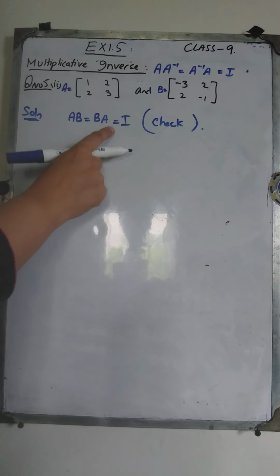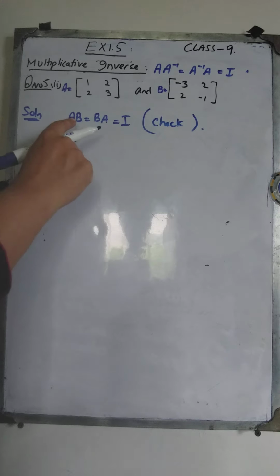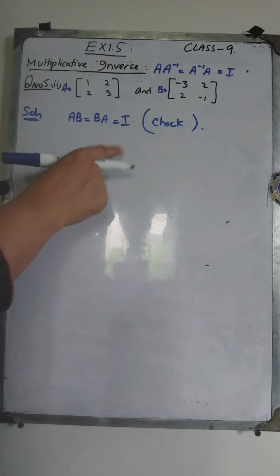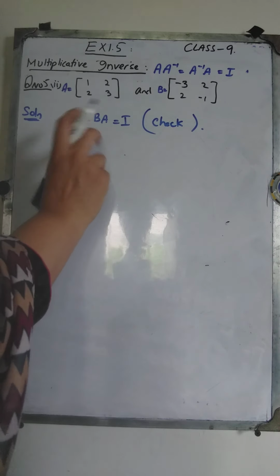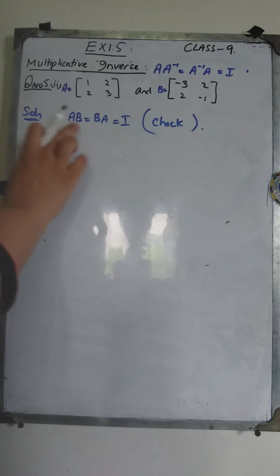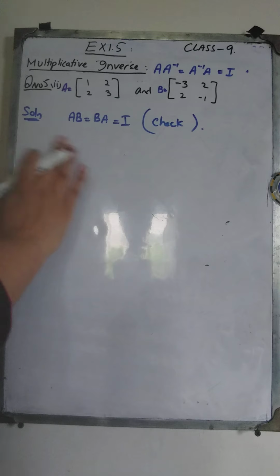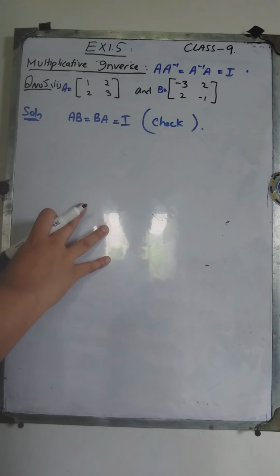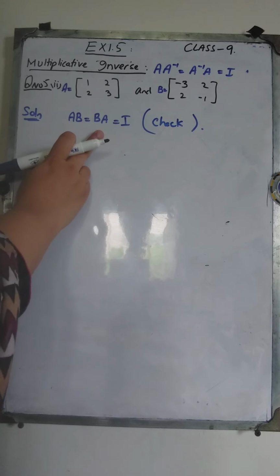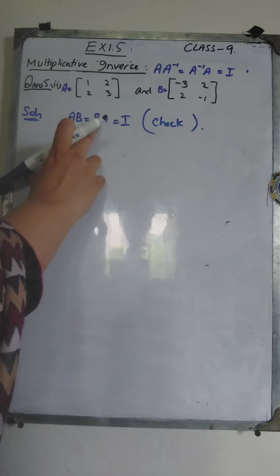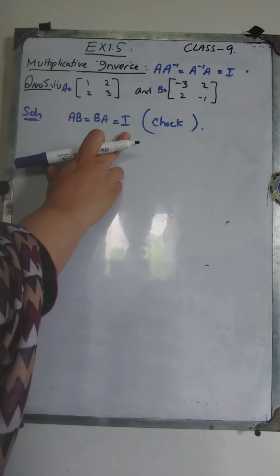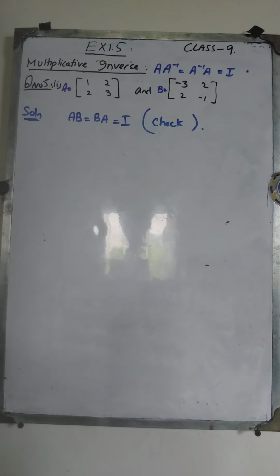Okay, in order to check that, obviously we are going to find the product of A and B, and then we are going to switch their places and find the product again. If both are equal to the identity matrix, then they will be called the multiplicative inverses of one another. If one is equal to identity and the other is not equal to identity, then we can't say that these are multiplicative inverses of each other. Both these conditions must be satisfied. AB should be equal to identity and BA should also be equal to identity. Both the product matrices should be equal to the identity matrix.